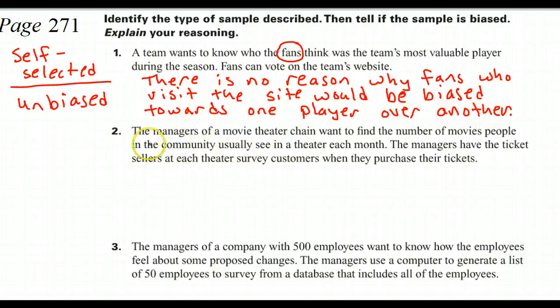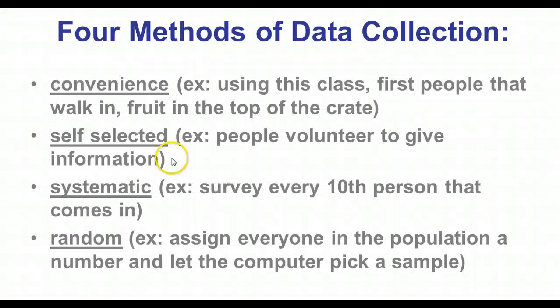Alright, let's look at number 2. The managers of a movie theater chain want to find the number of movies people in the community usually see in a theater each month. The managers have the ticket sellers at each theater survey customers when they purchase their tickets. So let's think about which sampling method this is.